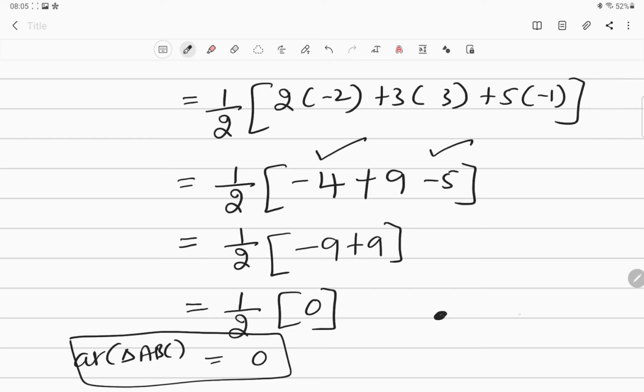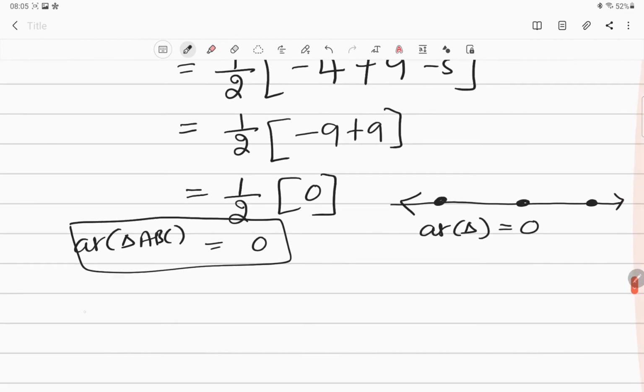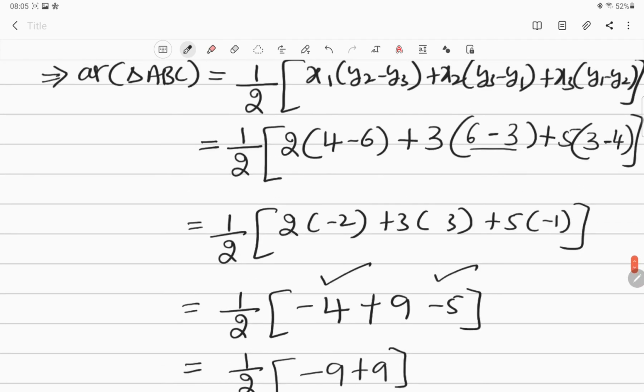Here is the point A, here is the point B, here is the point C. If you join them through a line, there is no triangle, which means the area of the triangle is going to be 0. So if I'm getting that, then definitely I can say therefore the given points are collinear.